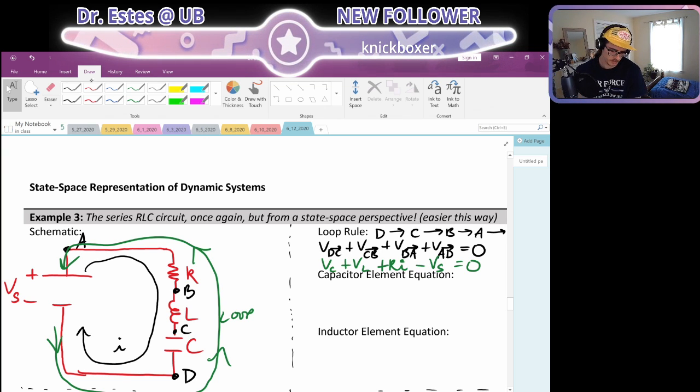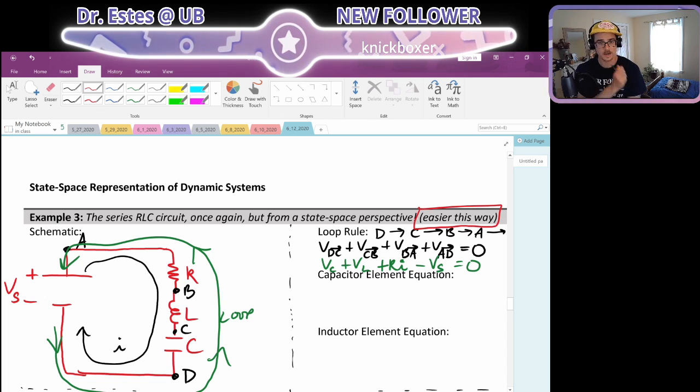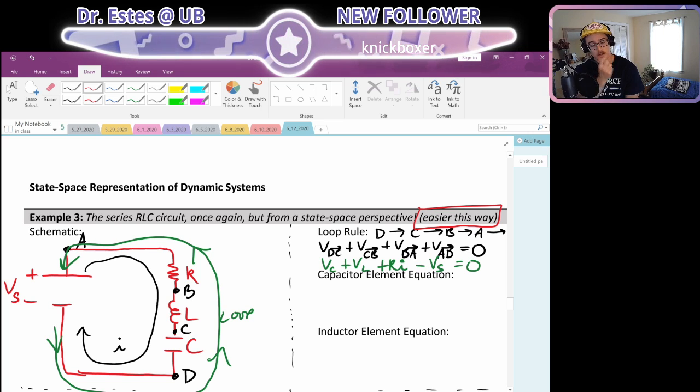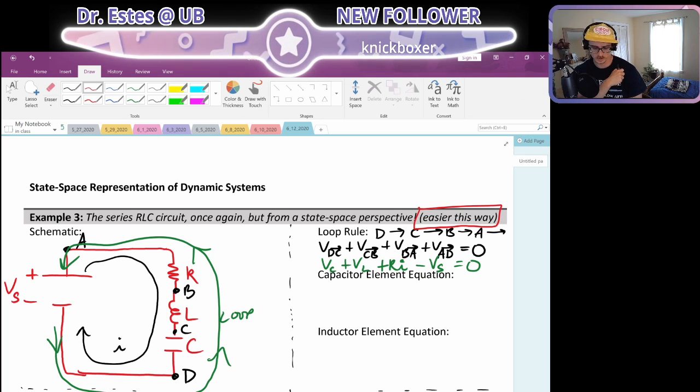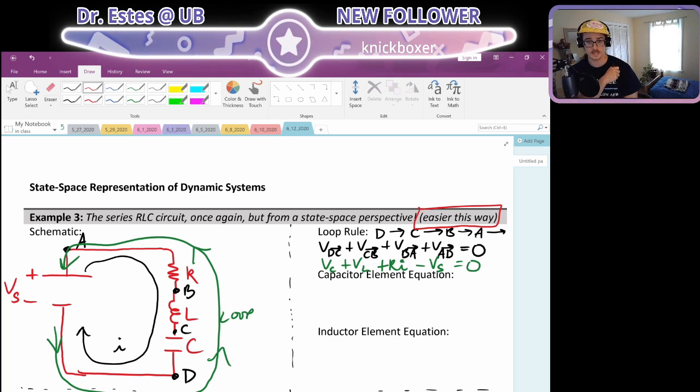Oh, and by the way, you're going to notice modeling this circuit, when it gets to the actual equation, it's easier this way, I think, doing it in state space than what we had to do before.